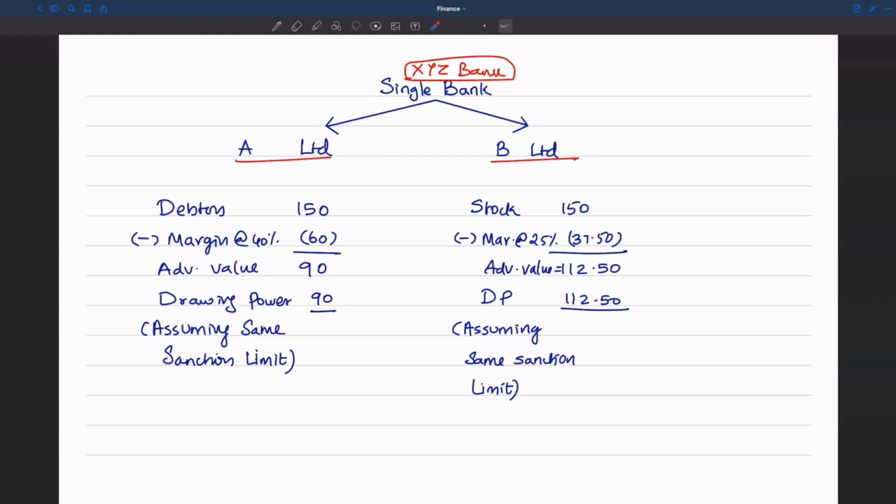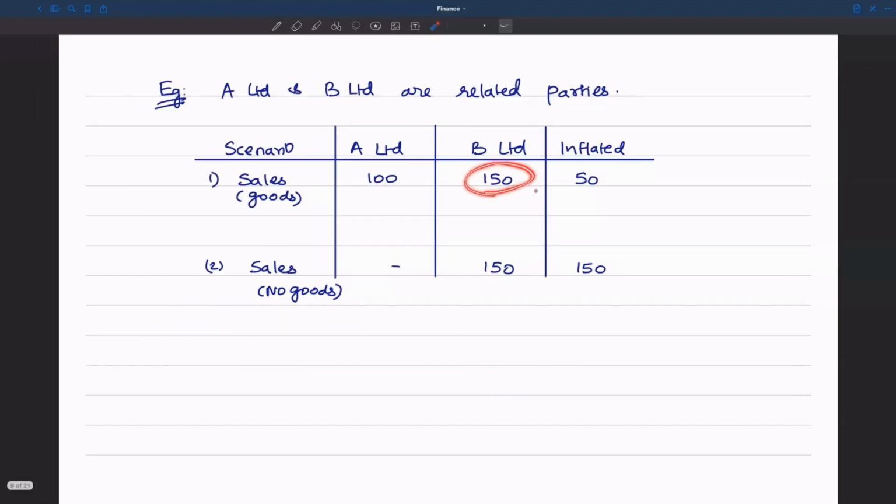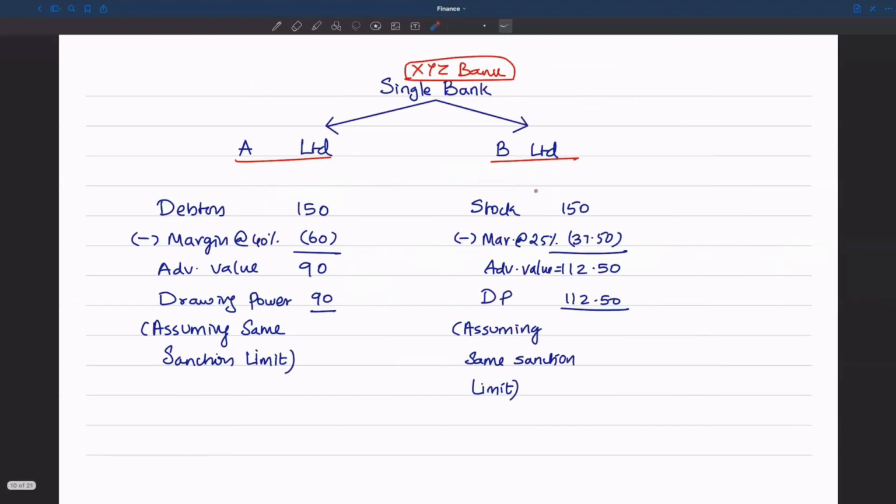Now listen. This A limited has raised an inflated invoice of 150 million, what we have seen earlier, this case. So already it is inflated by 50. Okay. And this A limited will present this data. Let's say the margin is 40%, that is 60 deducted. 150 minus 60, you get 90. That is the advance value. I'm assuming the sanction limit is also the same, 90 lakhs or 90 million. So 90, whichever is lower, that is going to be the drawing power. And in this case, this 90 million itself is the drawing power.